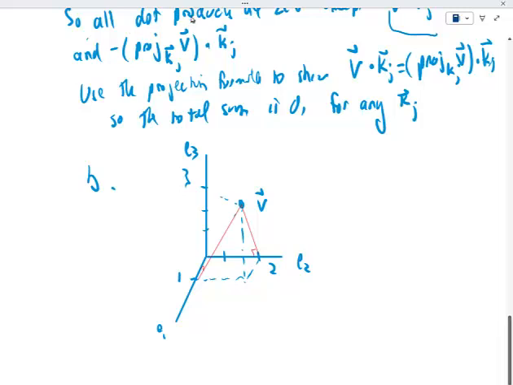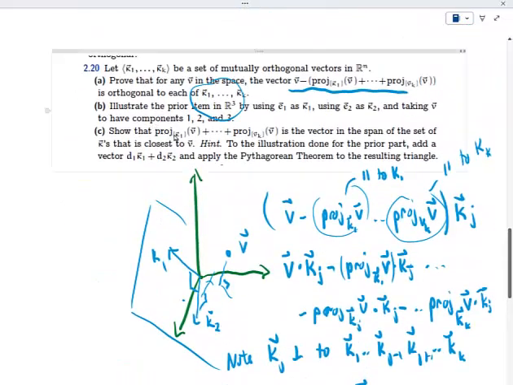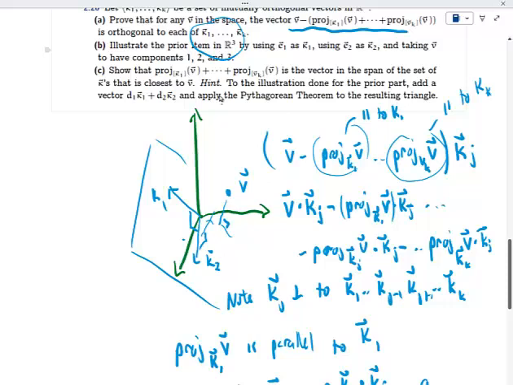Now, part C says show that the projection is the vector in the span of the set of K's that is closest to V. Now, this is actually the same problem that we did before. Here we have the vector V minus this is orthogonal to each of the K's. Okay. All right.